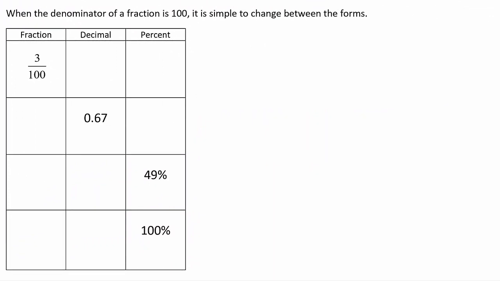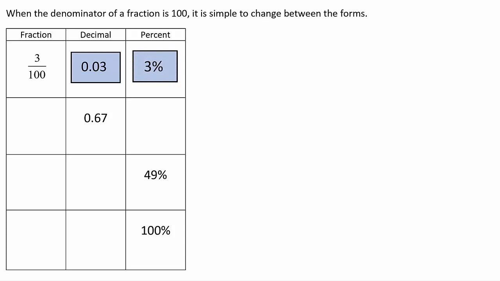When the denominator of a fraction is 100, it's pretty simple to change between the forms. So in the fraction, we have 3 hundredths. So 3 hundredths is 3 hundredths as a decimal. There we go, we're good. 0.03. As a percent, well, since percent means out of 100, 3 hundredths, that's 3%.